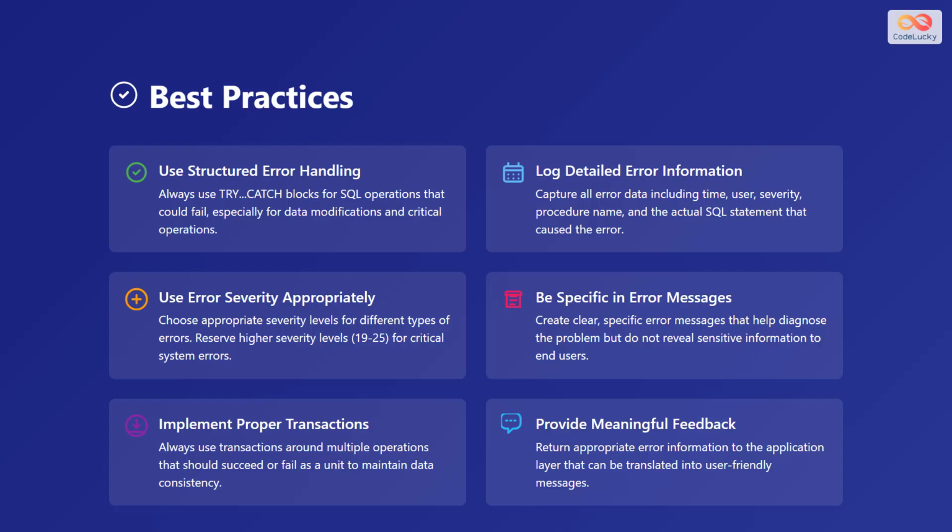Use error severity appropriately. Choose appropriate severity levels for different types of errors. Be specific in error messages. Create clear, specific error messages that help diagnose the problem, but do not reveal sensitive information to end users. Implement proper transactions. Always use transactions around multiple operations that should succeed or fail as a unit to maintain data consistency. Finally, provide meaningful feedback. Return appropriate error information to the application layer that can be translated into user-friendly messages.